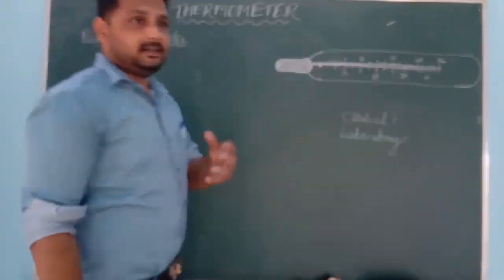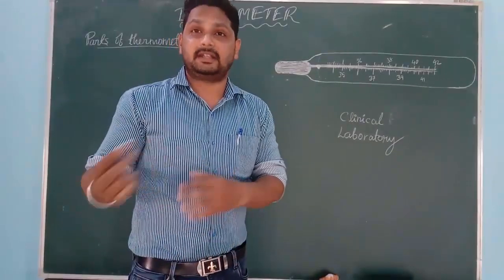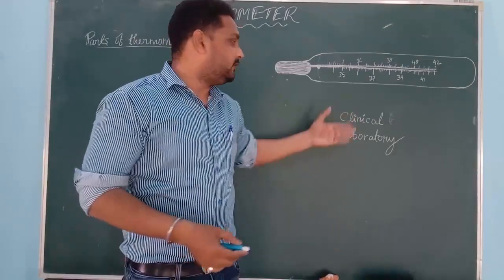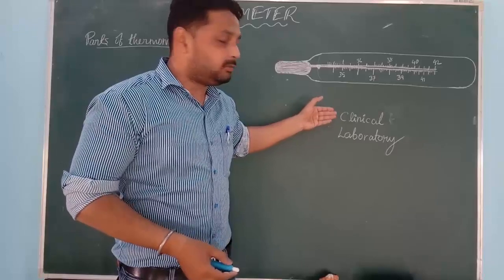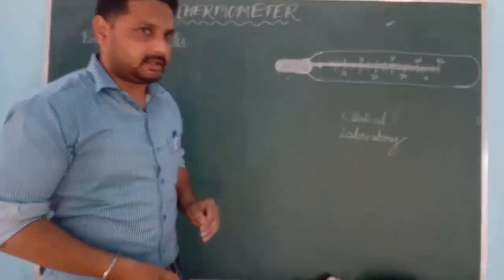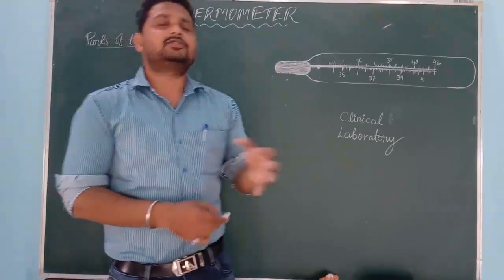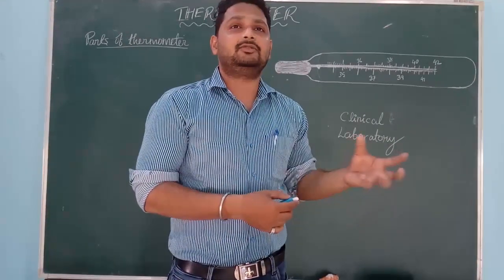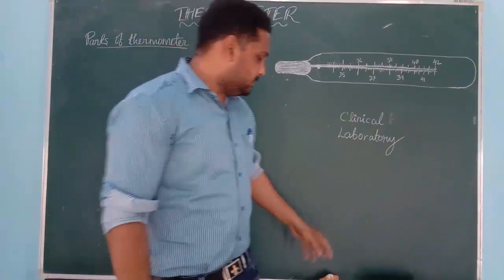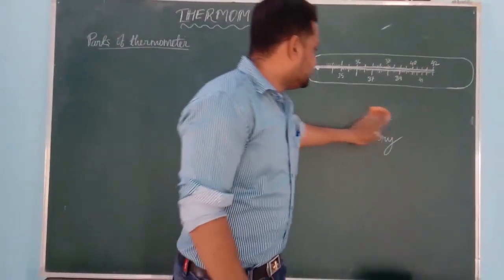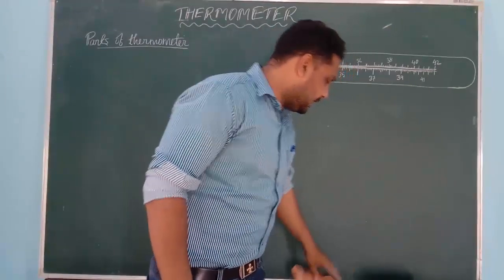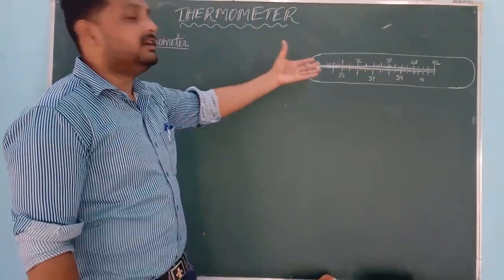Two different types of thermometers are used based upon their uses: the clinical thermometer and the laboratory thermometer. First we are going to see the clinical thermometer, which means the thermometer that is used in a clinic. This diagram is a sketch of a clinical thermometer.